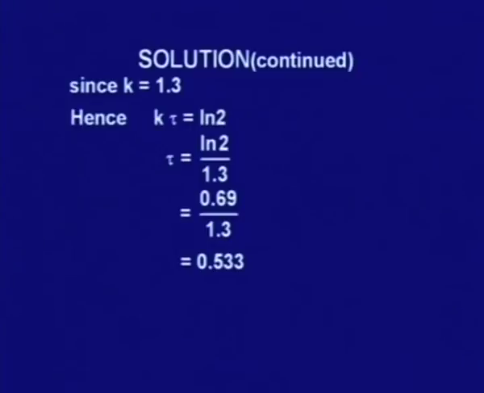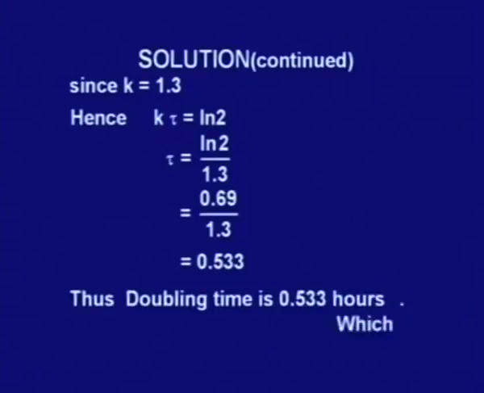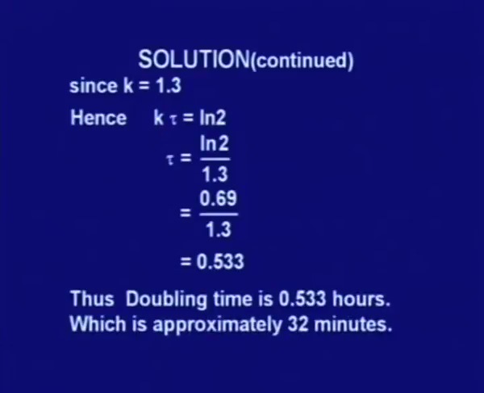What is this? This is tau, that is the time, and how are we measuring time? In hours. So, this doubling time is approximately 0.533 hours, which if I change into minutes, I get approximately 32 minutes.